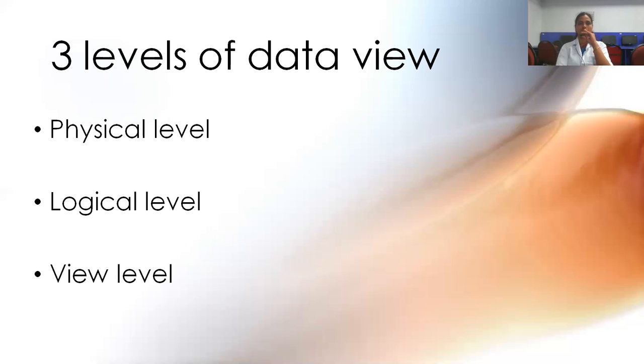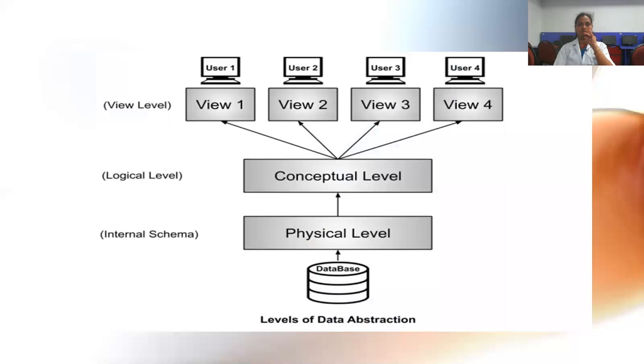And next we'll go for the three levels of database: the physical level, logical level, and view level. These are the three levels of data. I will explain this with this picture. Here you can see the database. The database contains the data stored. We can store all the data here.